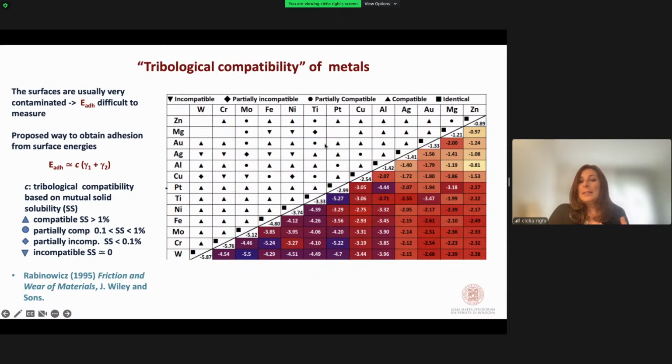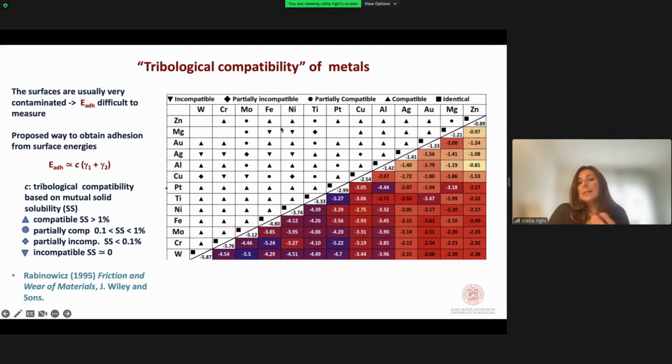So by defining this compatibility, let's say, a guess on the adhesion energy, according to this author, could be proposed by this simple relation between this compatibility and the surface energy of the two metals.